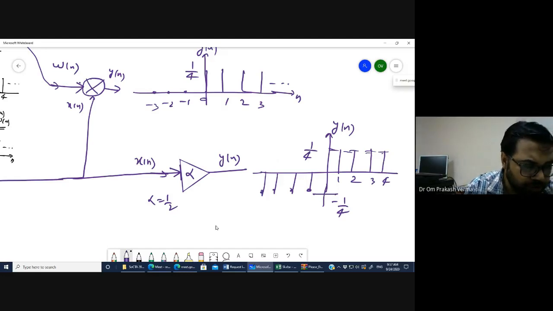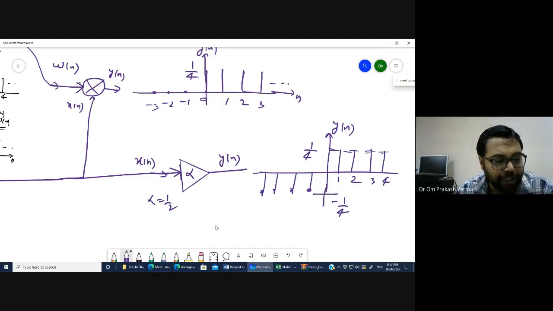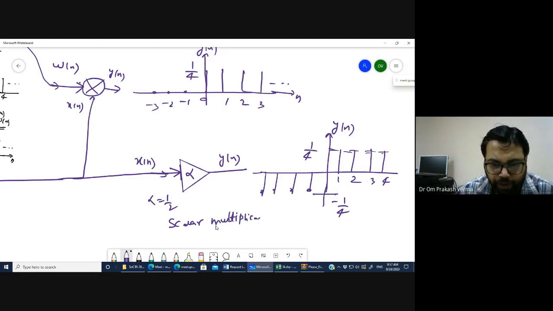So this is nothing but the scaling property, scalar multiplication. This property is known as scalar multiplication, right?